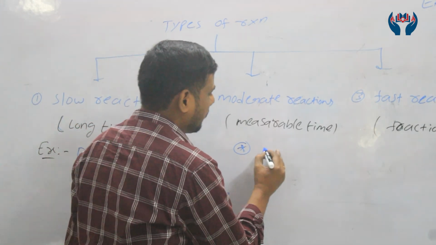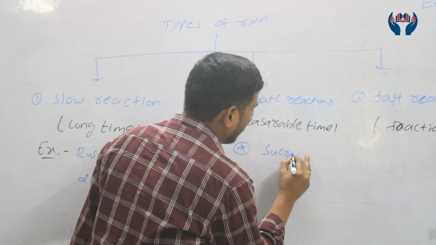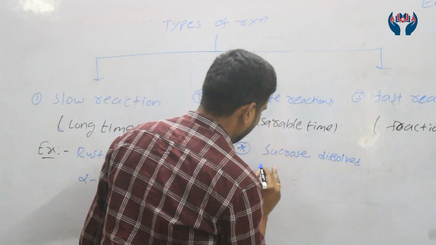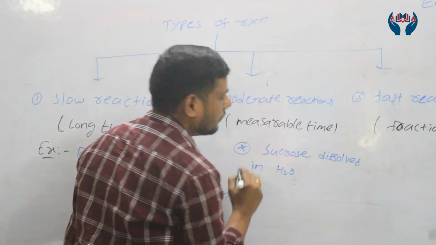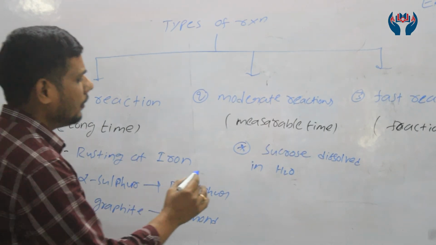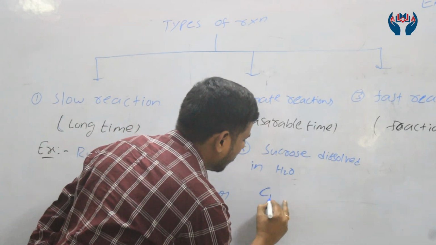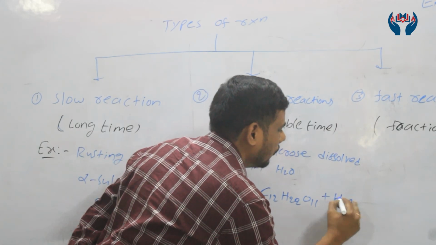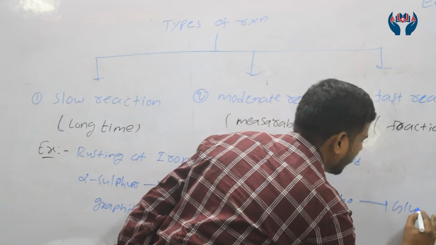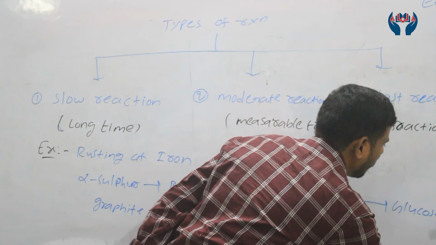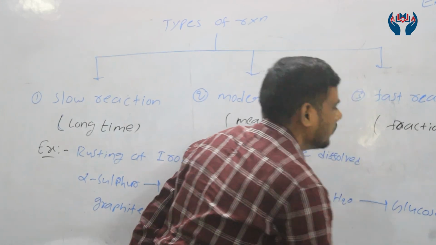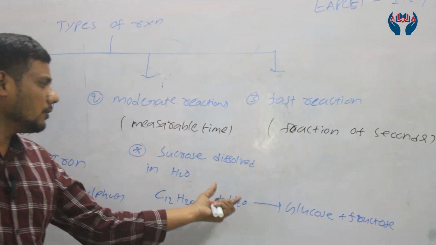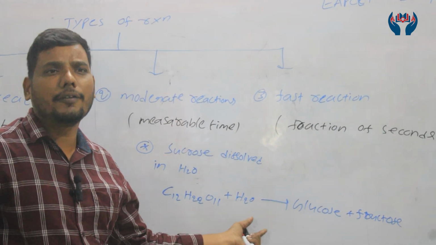And for moderate reactions, an example is sucrose dissolved in water. What is the formula of sucrose? C12H22O11, dissolved in water, H2O, to form glucose plus fructose. In this moderate reaction, we are measuring time. When sucrose is dissolved in water, we are calculating the rate of reaction.